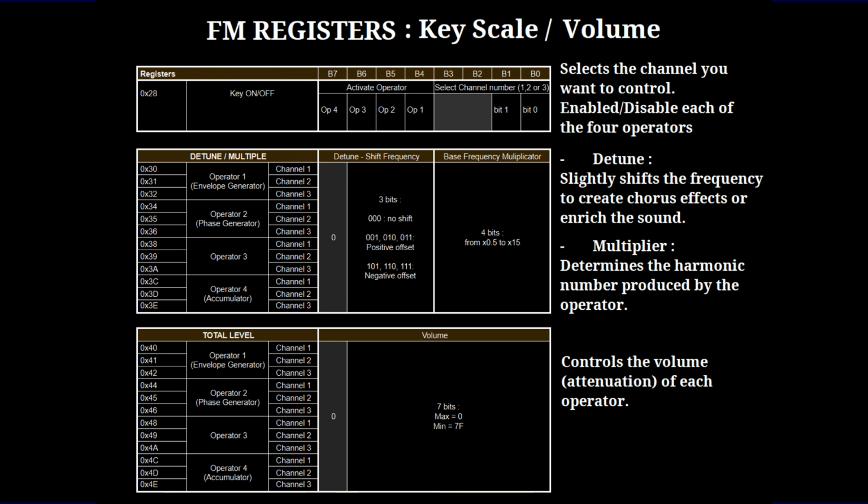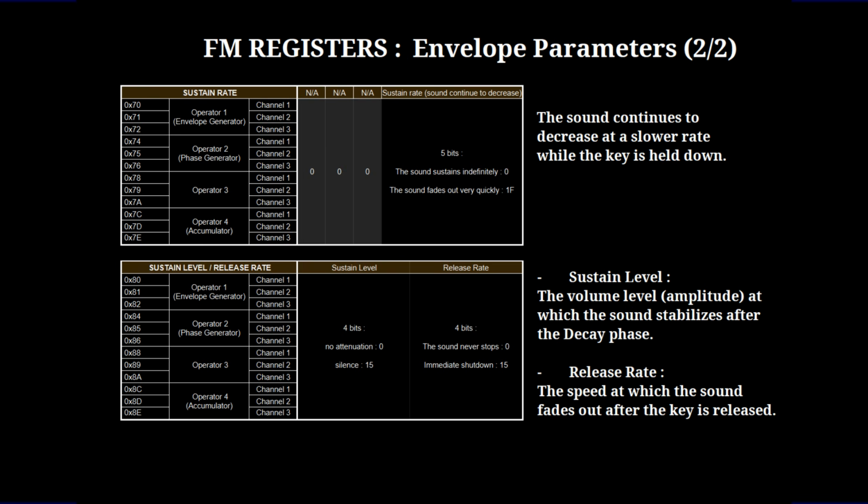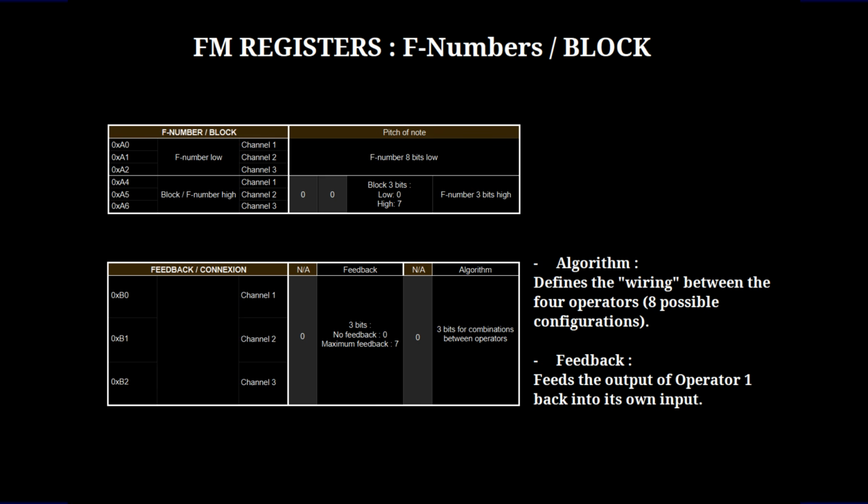Now let's move on to FM synthesis. Unlike the SSG, sound here is generated through frequency modulation between multiple operators. Each FM channel of the YM2203 uses 4 configurable operators. By adjusting the connection algorithm, the ADSR envelope, the frequency multiplier, and the feedback, we can create much more complex sounds.